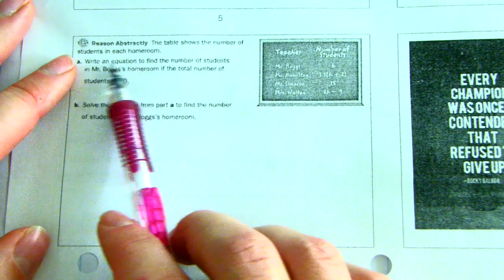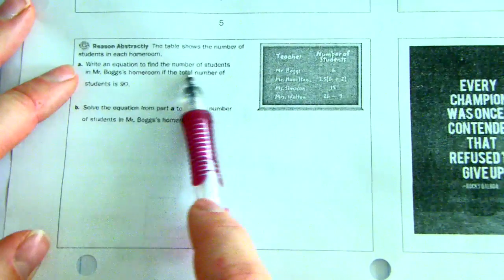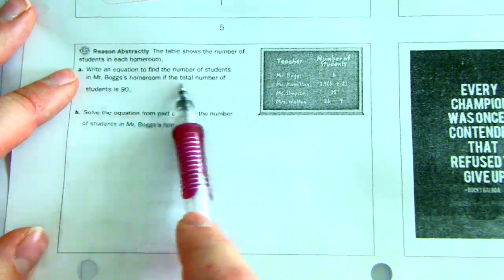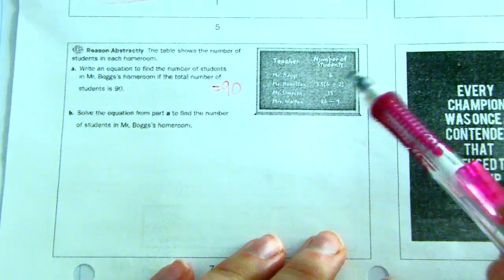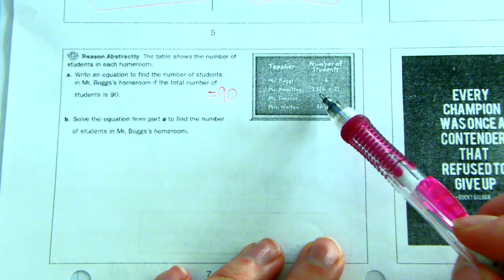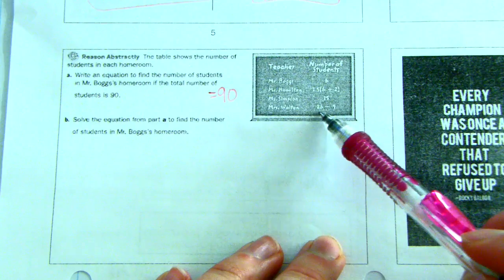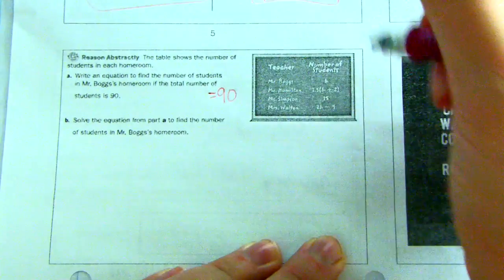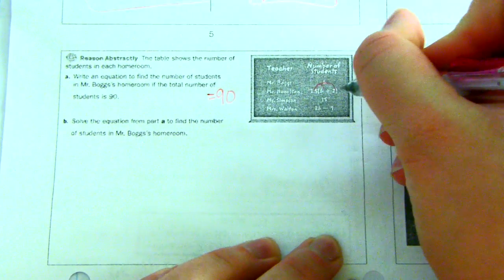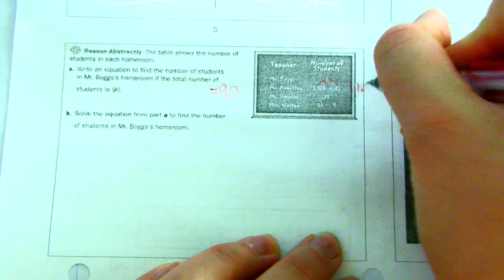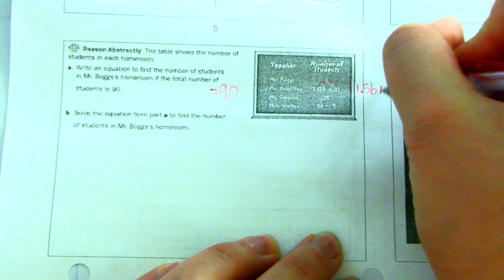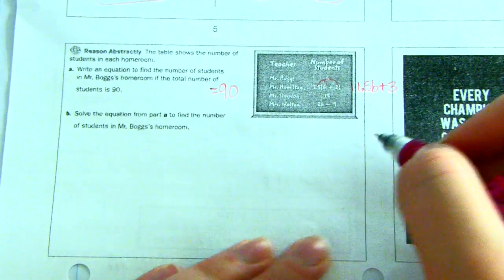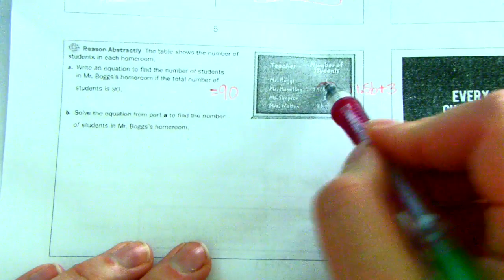Last but not least, you'll see something like this on your homework, where you have a little chart there. The table shows the number of students in each homeroom. Write an equation to find the number of students in Mr. Boggs' homeroom if the total number of students is 90. So we know that the total is going to be 90, and we just need to add these up, if you can kind of see them. We've got a b, a 1.5 times b plus 2, a 15, and a 2b minus 9. So I'm going to distribute this one, and 1.5 times b is 1.5b. 1.5 times 2 is 3.